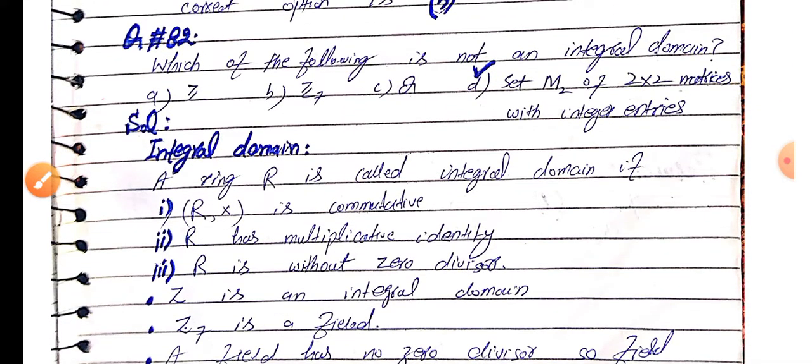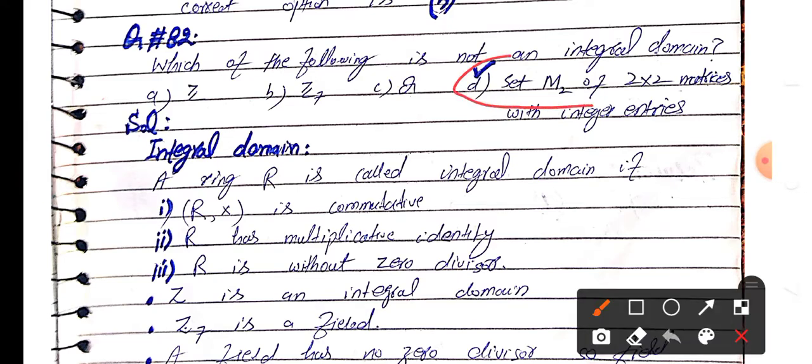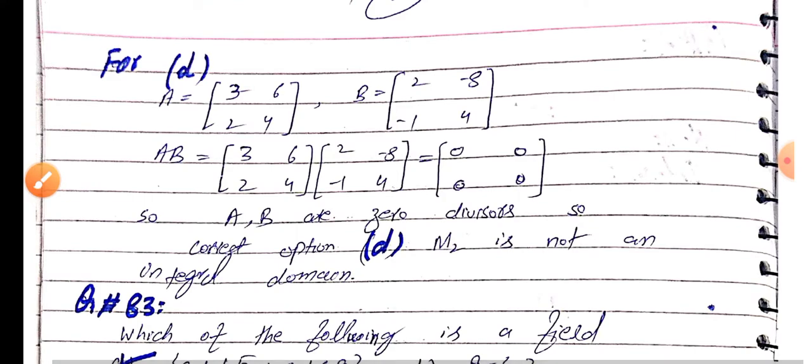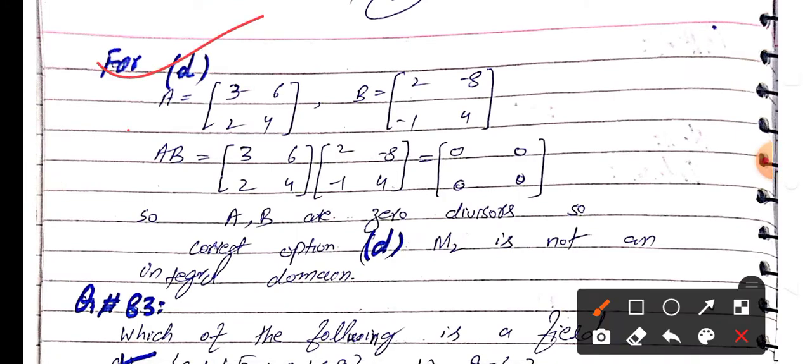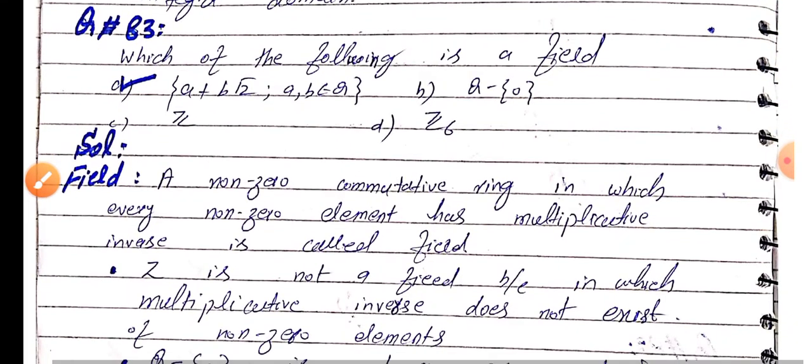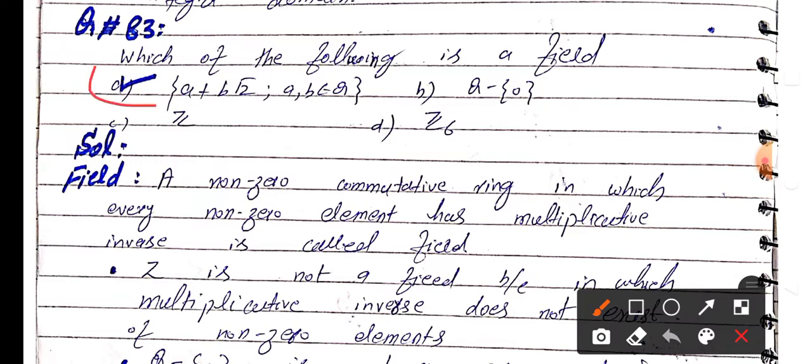82. Which of the following is not an integral domain? Set of M2, the 2 by 2 matrices with integer entries like this. Option D, matrices, is correct. 83. Which of the following is a field? Option A is correct: A plus B root 2, where A, B belong to Q. Q is the rational numbers.